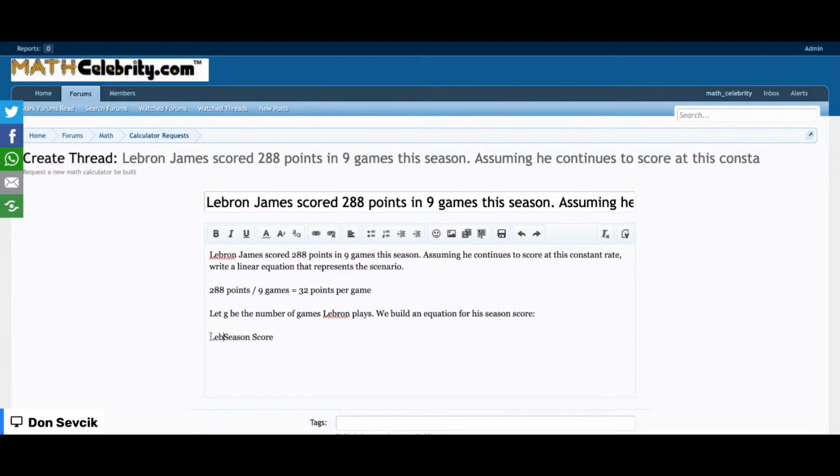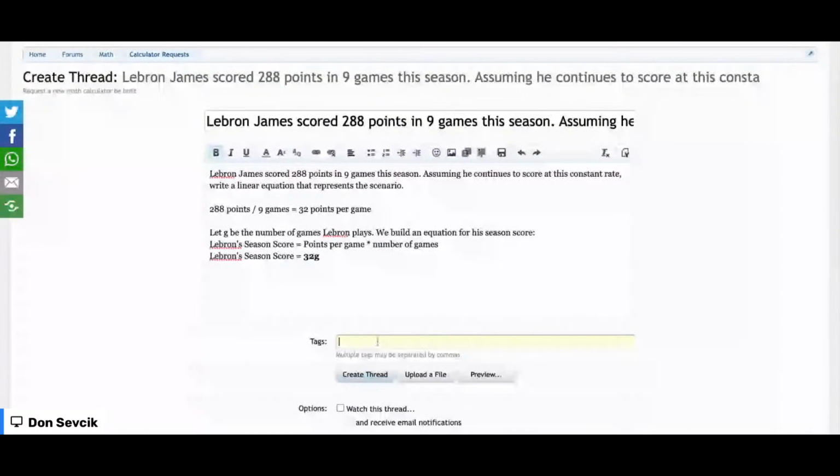LeBron's season score equals points per game times number of games. Well, we calculated that the points per game were 32, and G was the number of games. So here is the equation, 32G. We had a unit and conversion equation. Pretty easy there.